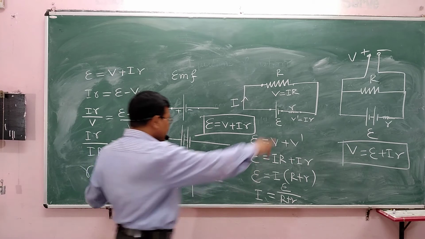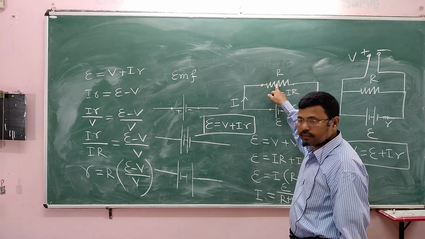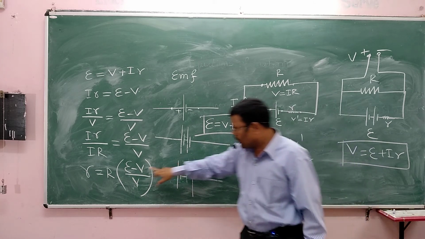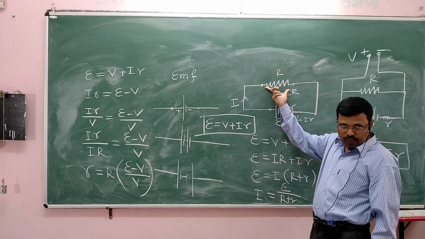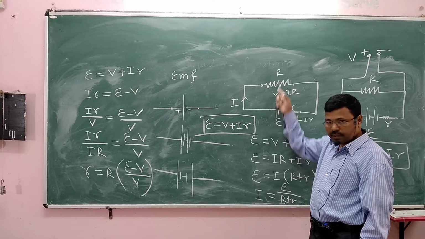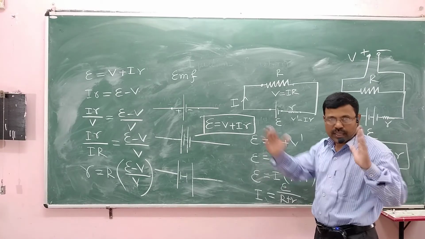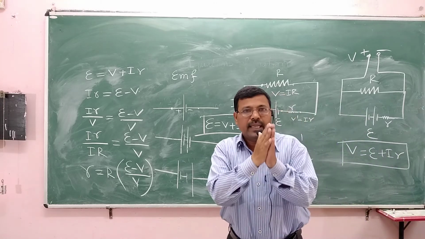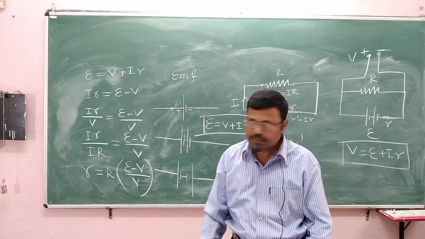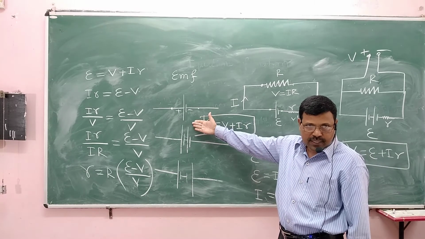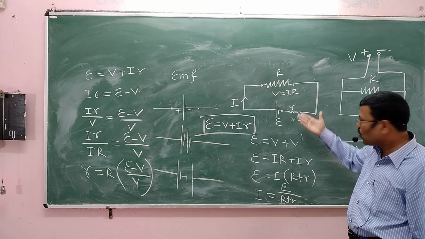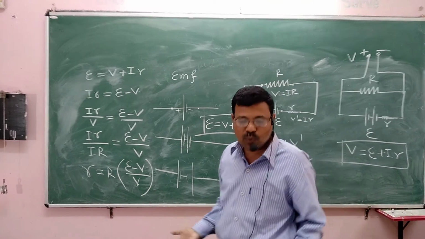Yes, R is this external resistor, E is the EMF of the cell, and V is the potential difference across the resistor when the current is drawn by the resistor. So this completes the difference between EMF of the cell, potential difference and the internal resistance. EMF of the cell is in volts, potential difference is in volts and internal resistance is in ohms.